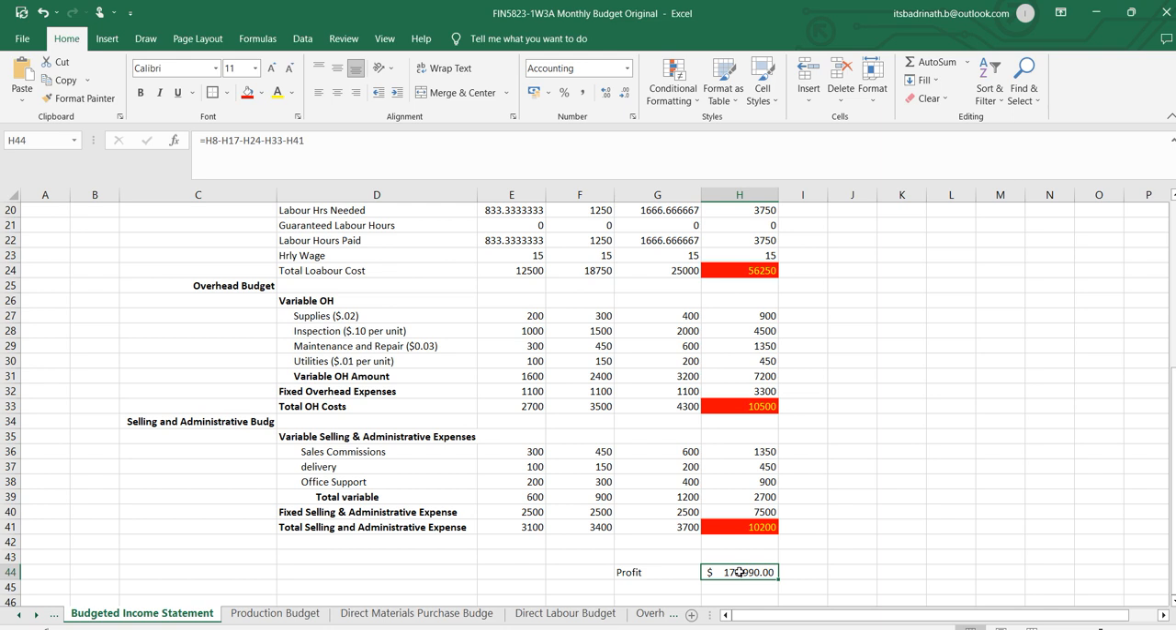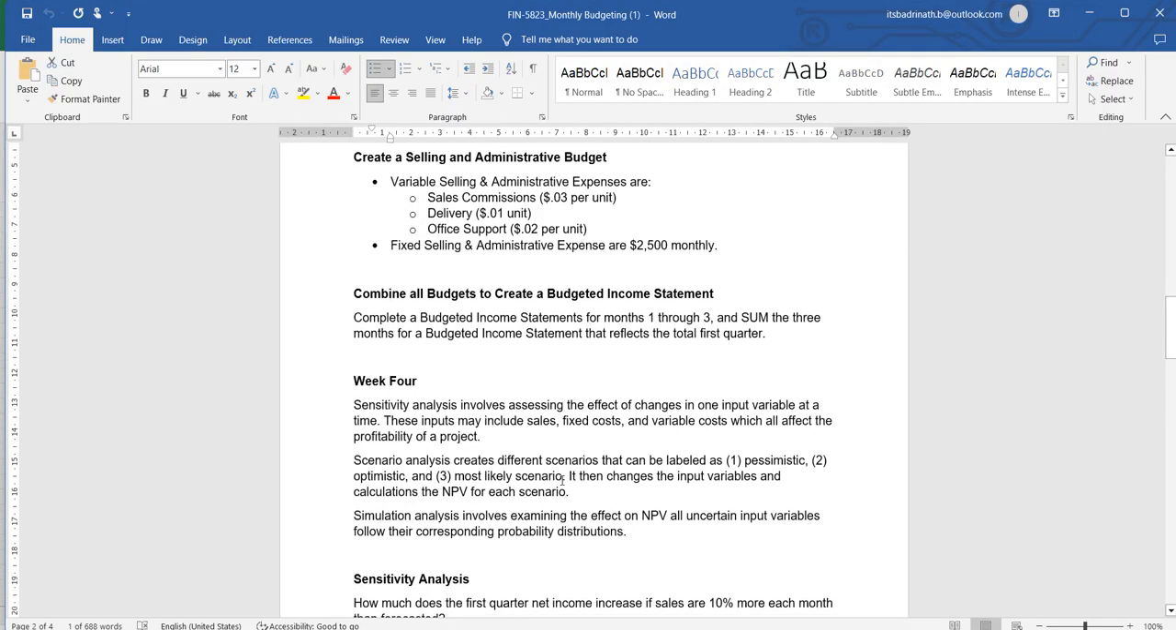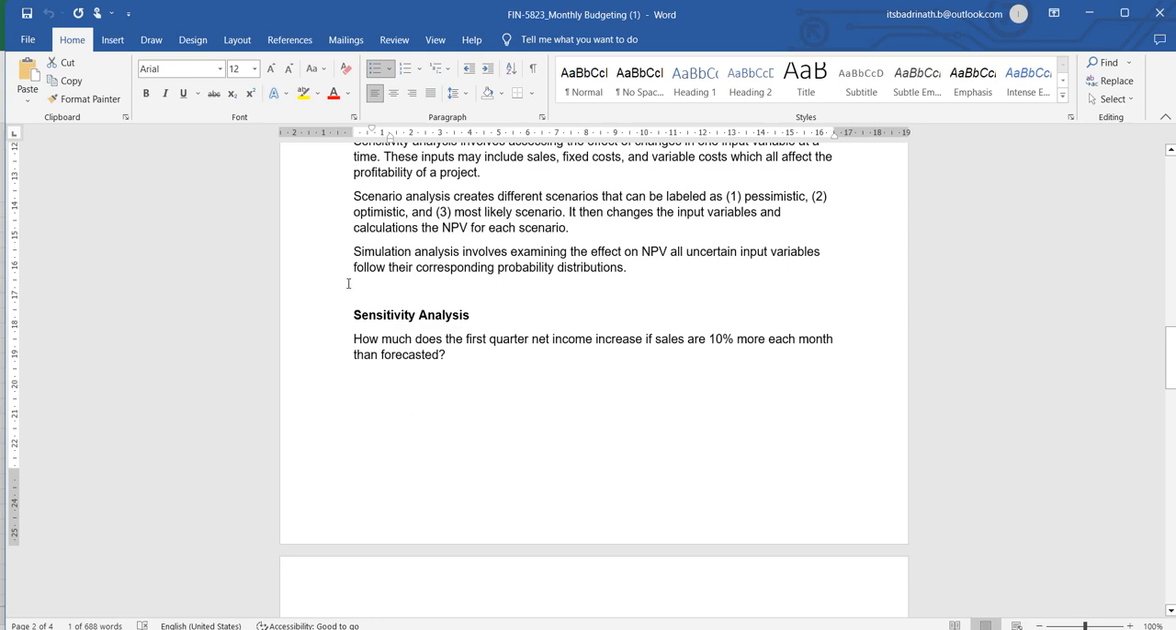But the second task, what we do is, there are a couple of questions that are given here.